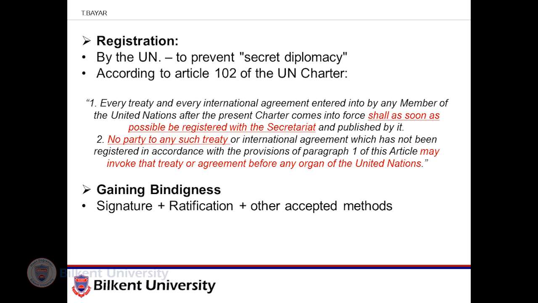When does the agreement gain bindingness? It depends. Sometimes after signature and ratification, and sometimes there are some additional methods expected, depending upon the issue area or nature of that agreement.